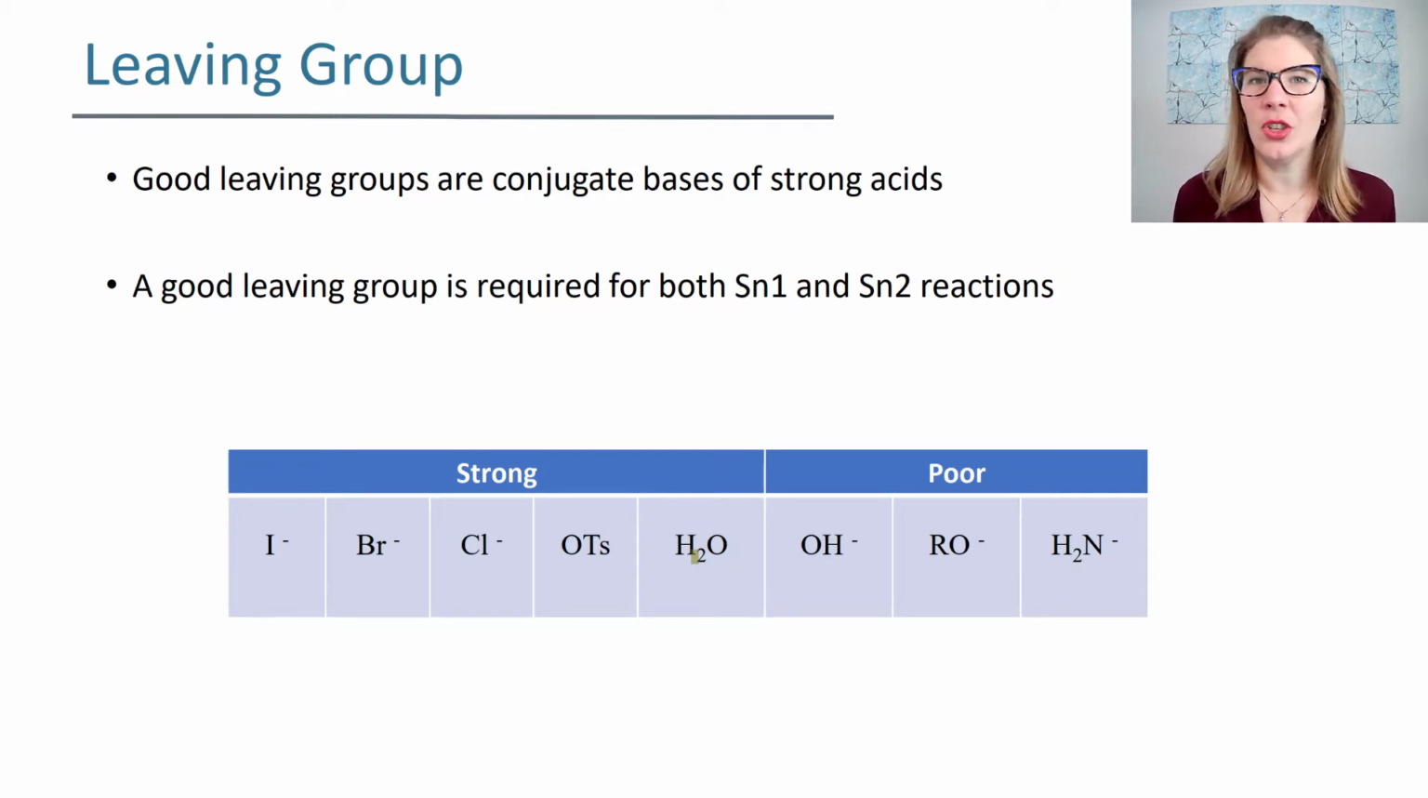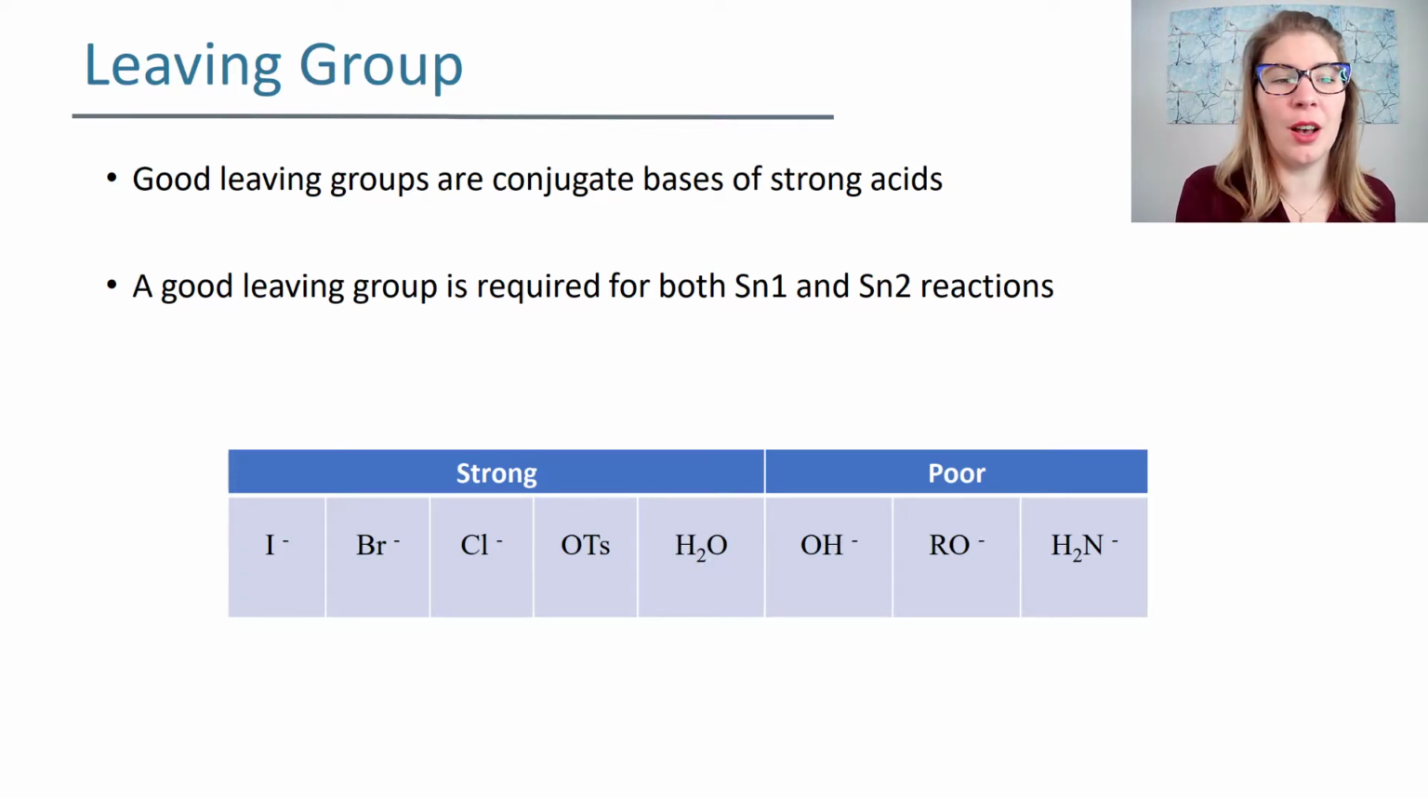In SN2 reactions, the nucleophile is coming in and it's forcing out the leaving group. So if you only had the option of choosing an excellent leaving group for one or the other, I would choose it for SN1. But in the grand scheme of things, you need a good leaving group for both of them. And if you have a crap leaving group, then the reaction's not going to happen.